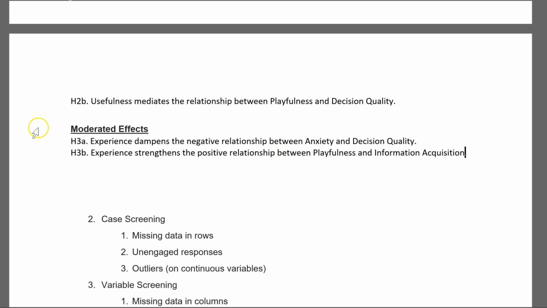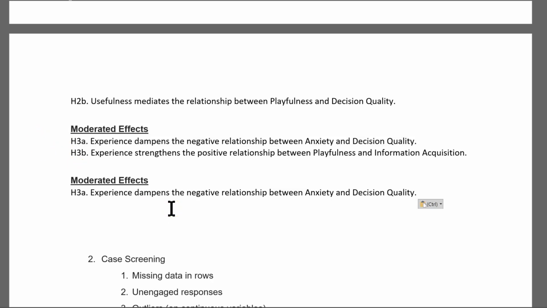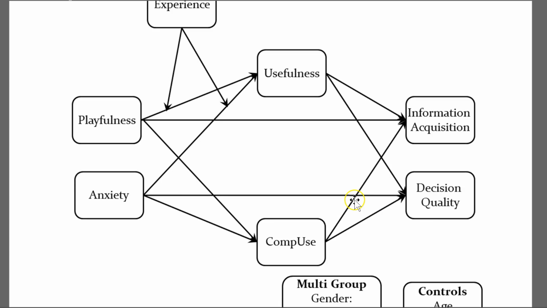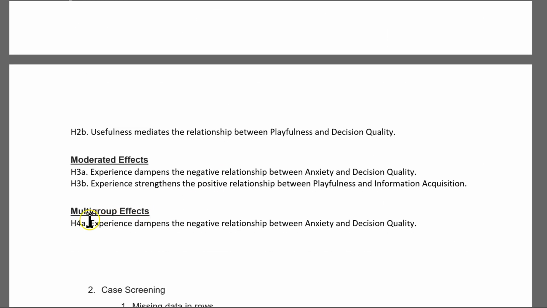There we go. Let's do some multigroup. Multigroup, and call this 4A and 4B. The multigroup we have right now is gender, so that'll be fun to theorize about. Let's say that gender moderates, let's say the relationship between playfulness and usefulness is different for males and for females. Let's say that the playfulness usefulness is, I don't know, stronger for females. So the relationship between playfulness and usefulness is stronger for females than for males. Actually, we could just say stronger for females, and then it's implied it's versus males, obviously.